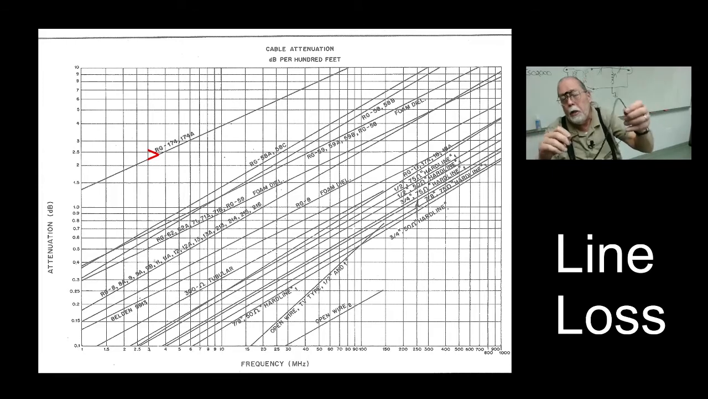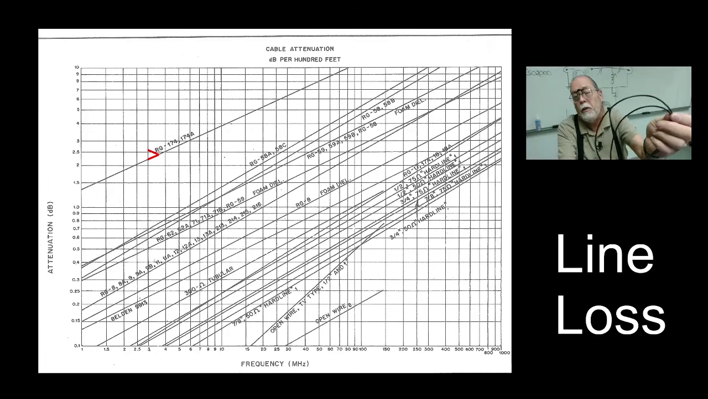It's great for cabling within your shack. It's very, very thin. It's maybe an eighth of an inch in diameter. But you look at the loss in this. If you run this to 10 meters and you have 100 feet of it, the loss is 6 decibels. That means that 3/4 of your power is lost in heating the cable.